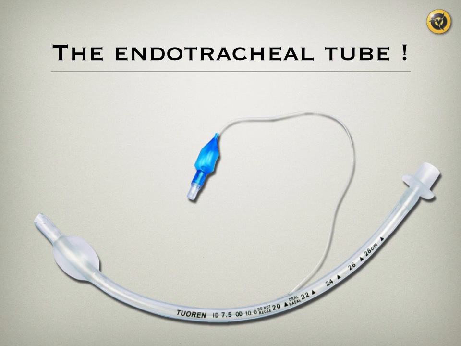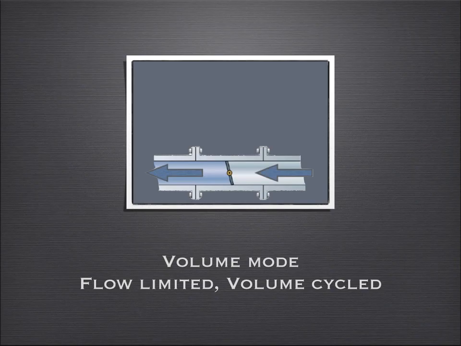Now, there are only two modes of ventilation that exist all over the world. They are either volume modes or pressure modes. I'm going to talk about volume mode here. Volume mode in the ICU is basically what we call flow limited, volume cycled. What does flow limited, volume cycled mean? ICU ventilators do not have a displacement mechanism for air. Basically, there is no bellows inside them.